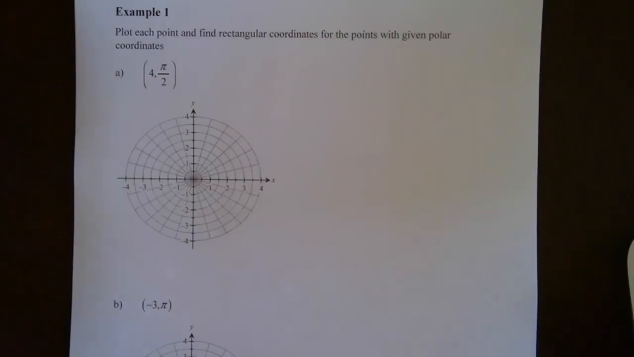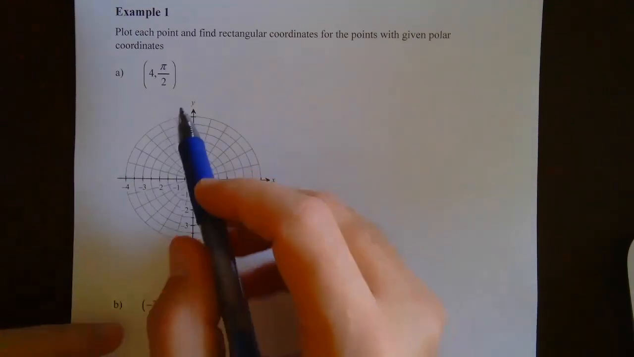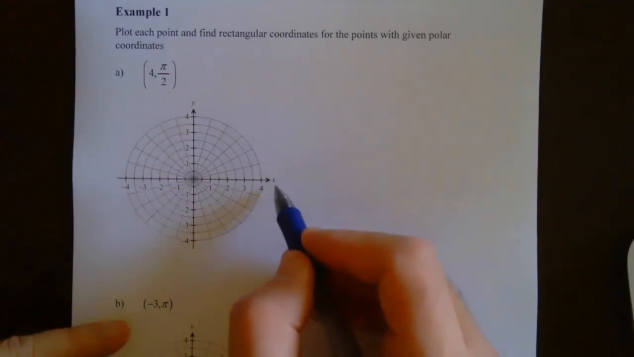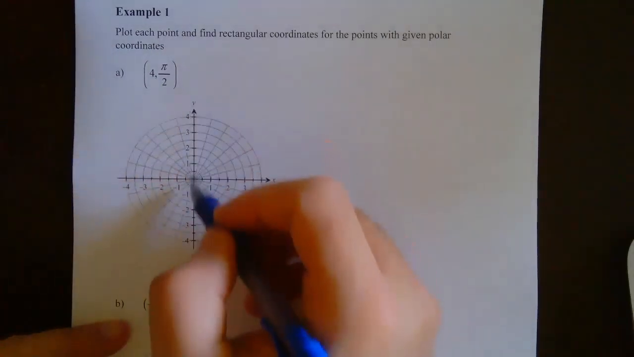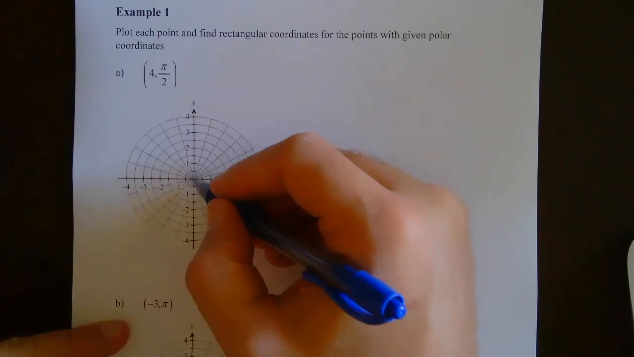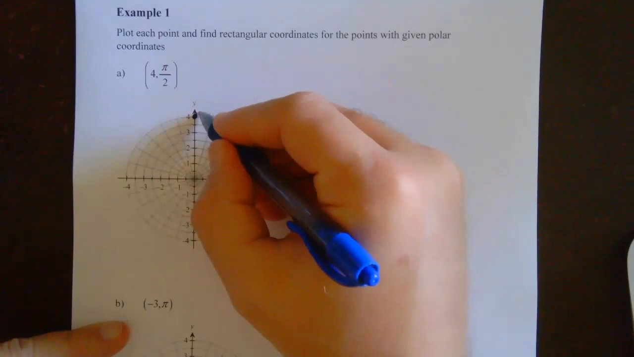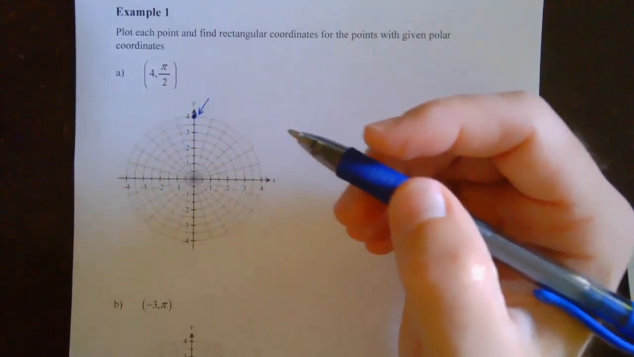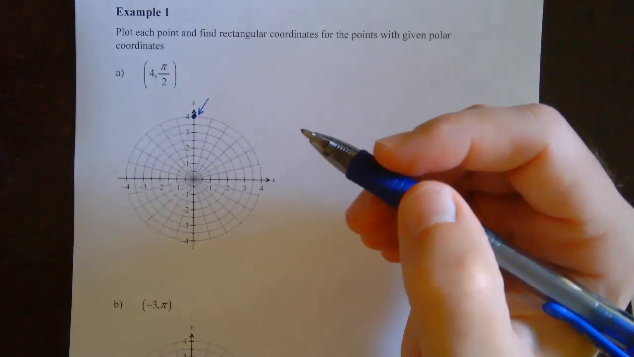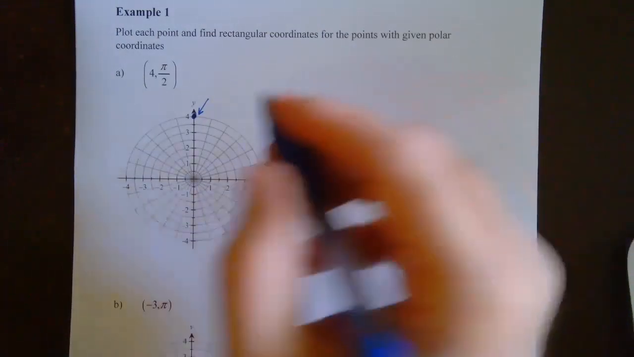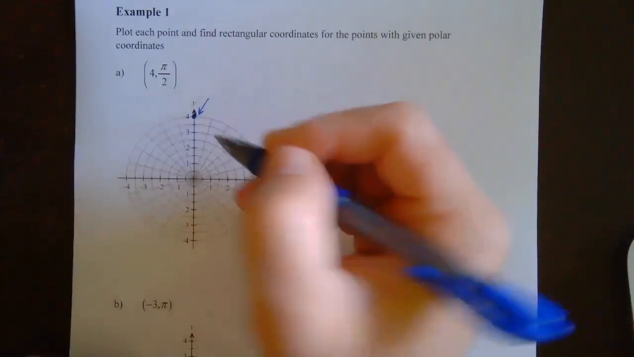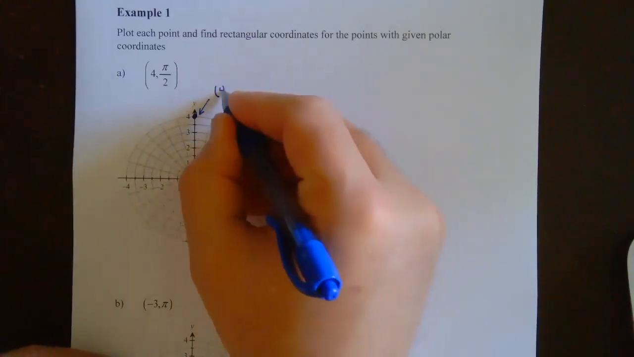For this first set of examples, A and B, we're going to plot each point and then find the rectangular coordinates for the points with the given polar coordinates. Right here, I'm going to rotate angle pi over 2. So this is 0 and this would be pi over 2, on the positive y-axis. We're going to do a radius of 4, so we just go straight out, right there. I'm starting with one where you should already realize what the rectangular coordinates are, because this would be 0, 4. So this is 4 comma pi over 2.